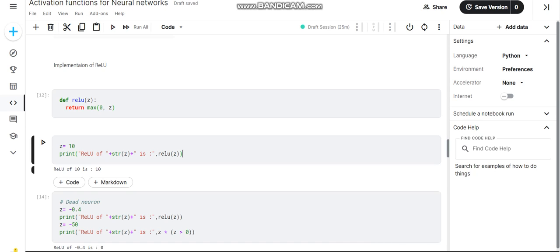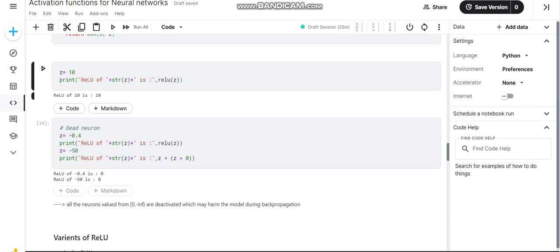The value of ReLU of 10 is 10, as we see. Now let us see the value of ReLU for minus 0.4 and minus 50. As we see, it's both 0, as it will be 0 for any negative number.